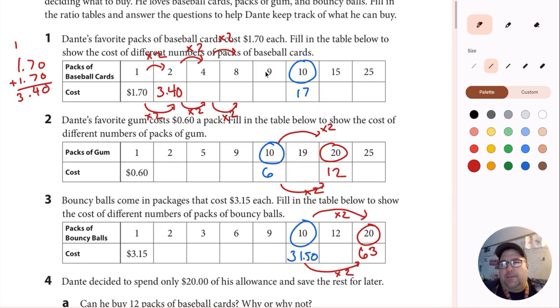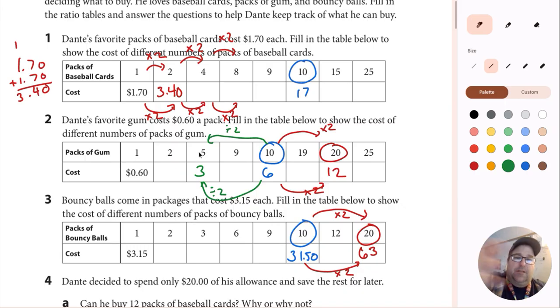And then for the packs of gum, one thing we can also do is jump back and forth. So let's jump backwards on this one. Again, 1 pack of gum is 60 cents. We multiplied it by 10 to see that 10 packs would be $6. What if I want to go from 10 to 5? I can divide by 2 to get to 5. So guess what? We just got to divide by 2 here. So half of 6 is 3. So that tells me, oh, okay, 5 packs of gum would be $3.